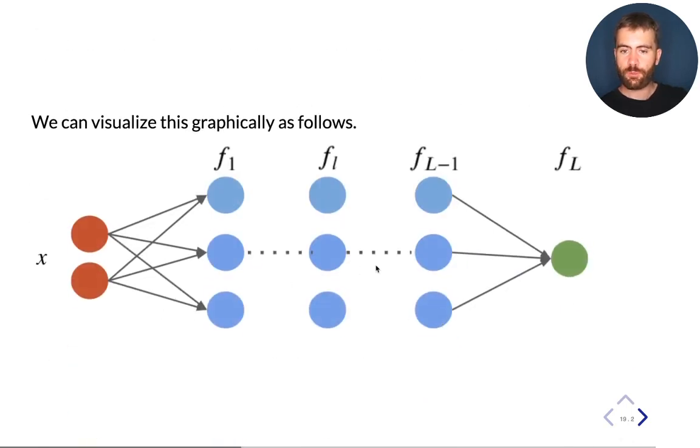Visually, we can represent this as follows. Here we have the inputs, which go into a hidden layer, and then we have potentially a long sequence of these kinds of hidden layers until we reach our final output layer.